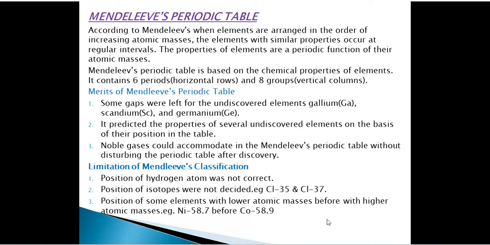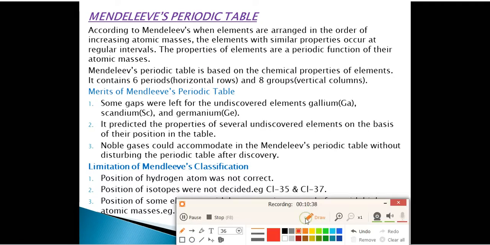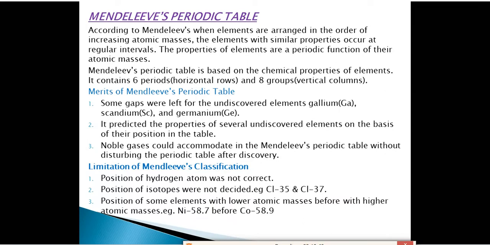Now, after Newland's law of octaves came the third scientist, and his name was Mendeleev. So now we will be reading about Mendeleev's periodic table. According to Mendeleev, when elements were arranged in order of increasing atomic masses, the elements with similar properties occur at regular intervals. What he said is that when he arranged the elements on the basis of increasing atomic masses, the elements with similar properties occur at regular intervals, means some properties will be similar among the elements.